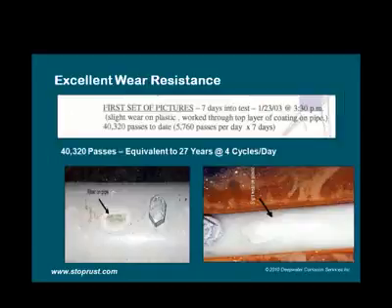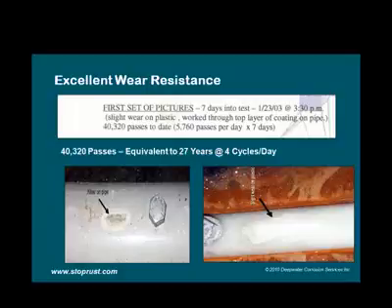And here's the results from that test. The first set of pictures is at 7 days, where at 5,760 passes per day for 7 days, you have 40,320 passes. On a regular cycle of operation in a facility, if you had 4 cycles per day, that would be the equivalent of 27 years.